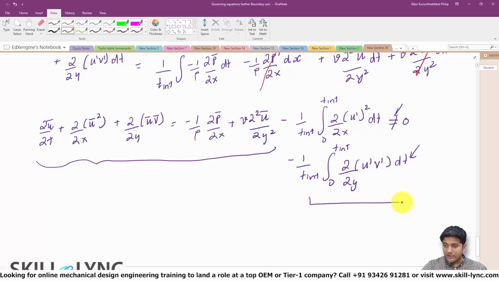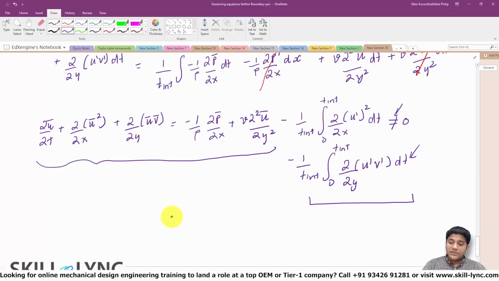What about this term right here? Well, that is also going to be interesting. If you take u prime and v prime, now you cannot be sure that... so u prime basically says how the velocity is fluctuating along the x-axis, and v prime is saying how the velocity is fluctuating along the y-axis. Now it turns out there is a correlation.